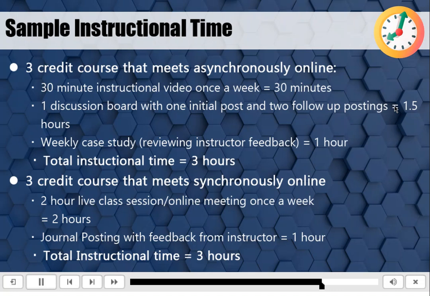Let's say you have a 3-credit course that meets synchronously online, again, in real time. Let's say you have a 2-hour live class session, online, meeting once per week. That 2-hour live class session equals 2 hours. The student then, during the week, has to do some sort of journal posting with feedback from the instructor. That equals 1 hour of instructional time. So again, you're meeting that total instructional time of 3 hours per week. So for each credit, we are looking at 1 hour of instructional time. So a 3-credit course needs to have 3 hours of instructional time per week.